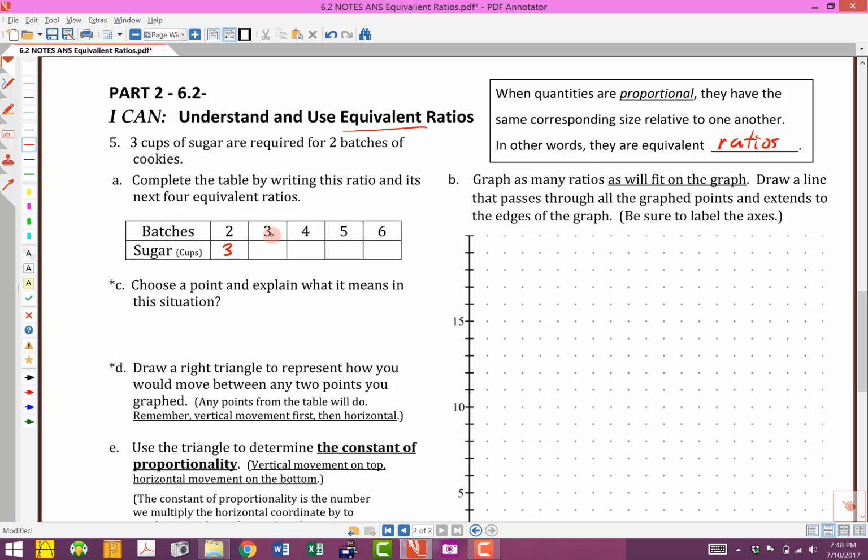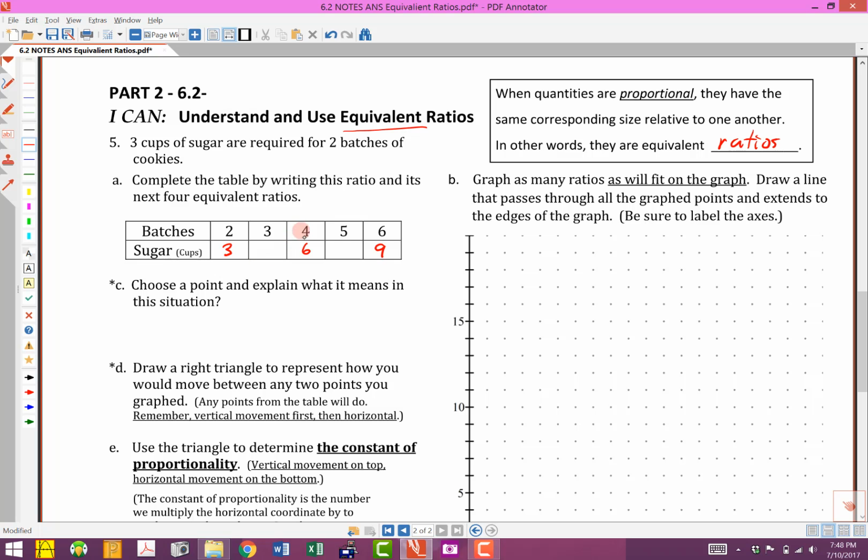Well, if we went to 3 batches, let's think about that for just a second. That's not really an even number, but we can fill out another one that would be an even number like we did on yesterday's assignment. So if we started off with 2 batches and that required 3 cups of sugar, what if we did 4 batches? Well, that would just be a double batch, so we would double the amount of sugar, so this is going to be 6. And if we did that again, so for every 2 batches, 3 cups are required, 4 batches would be 6 cups of sugar, and 6 batches would be, well, that would be another 3 cups of sugar, so that's going to be 9 cups of sugar altogether.